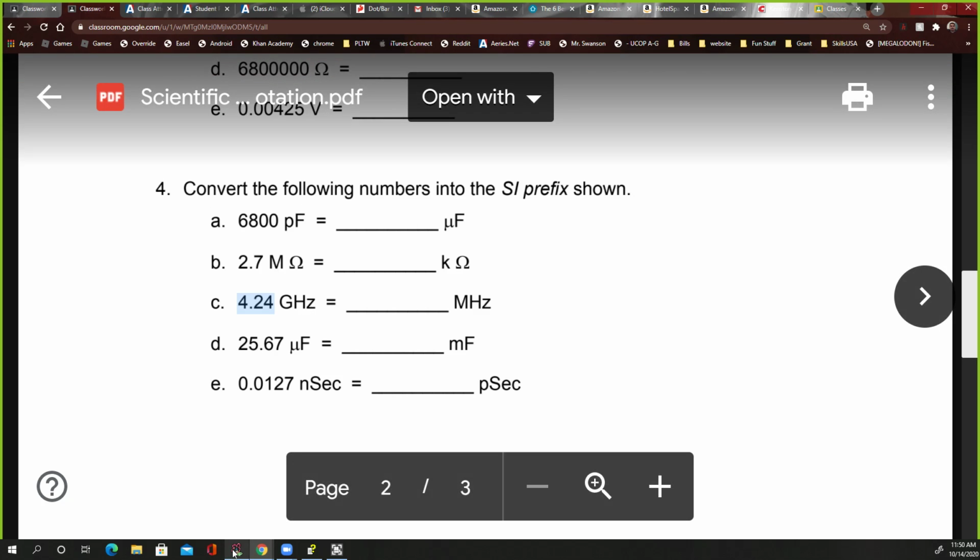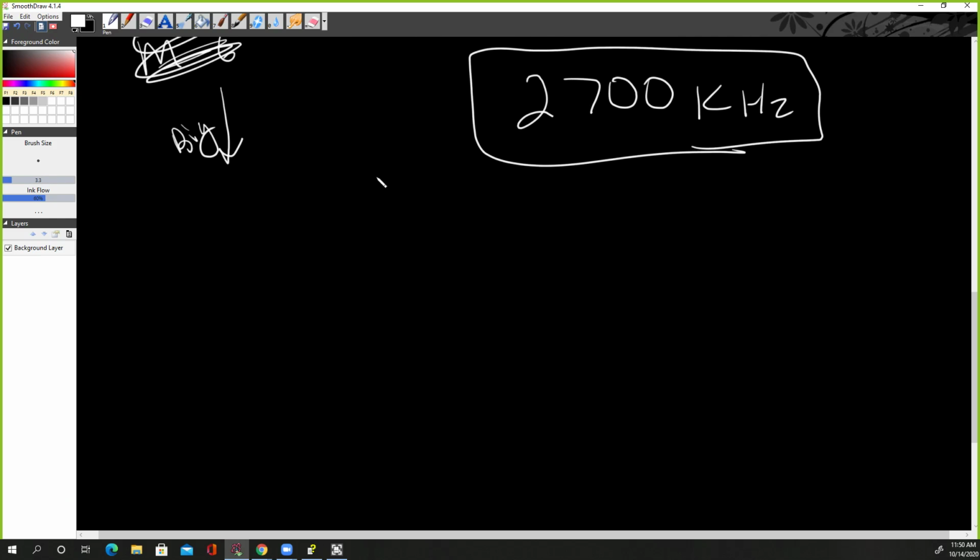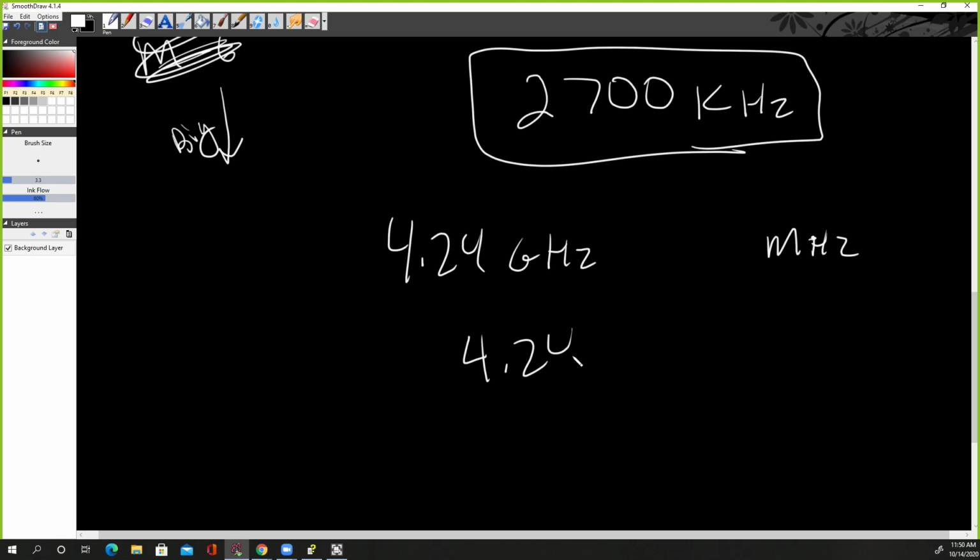4.24. 4.24 is the number. 4.24 gigahertz, and we're going to megahertz. That's going to be 3, and we're going to be bigger. So 4.24 by 3. To get bigger, we're going to move this way. 1, 2, 3. We're going to put it here and fill that 0 here. So 4240 megahertz.